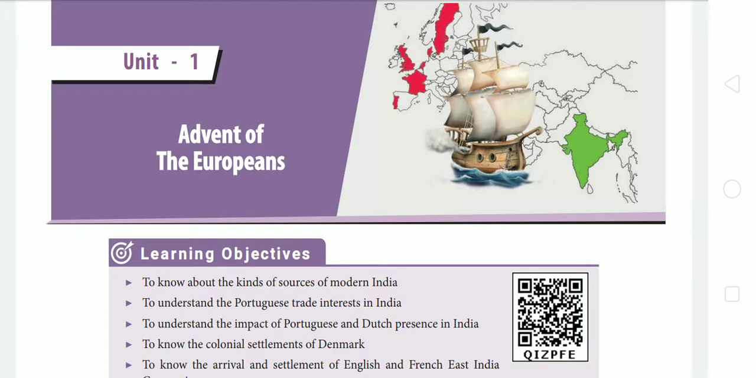Today we are going to start our first unit in history, that is the advent of the Europeans. In this class we are going to learn about the kinds of sources of modern India, then the Portuguese trade industry in India, then the impact of Portuguese and Dutch presence in India, then about the colonial settlements of Denmark, and also about the arrival and settlement of the English and French East India companies.